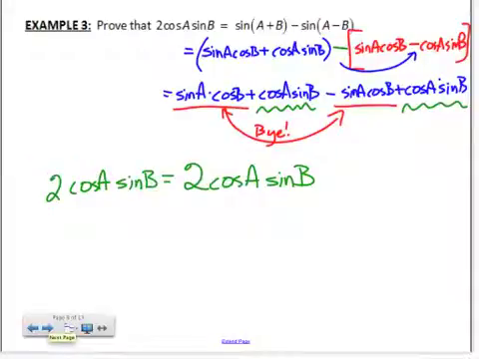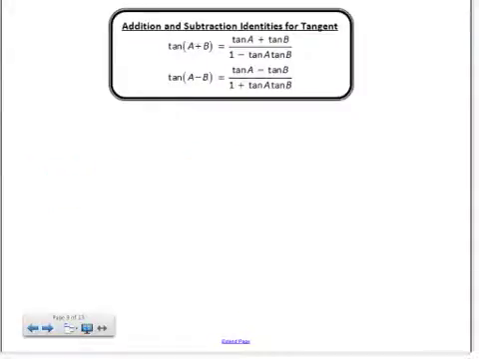So don't let these frighten you. Okay, now these are 2 more identities. They're for tangent. You can memorize them. Tangent of A plus B is tangent A plus tangent B over 1 minus tangent A tangent B. Notice that this sign is the same. This one, tangent A minus B, is tangent A minus tangent B over 1 plus tangent A tangent B.